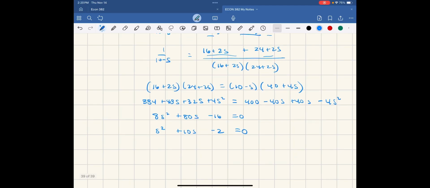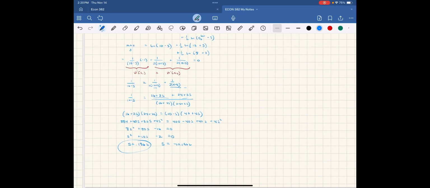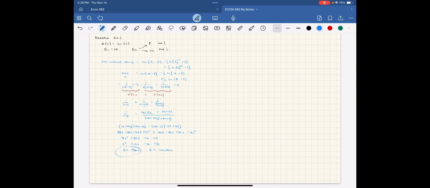Now we use the quadratic equation, which we all know, sung to the tune of Pop Goes the Weasel. Negative b plus or minus the square root of b squared minus 4ac, all over 2a. If that didn't catch it, that's great. You can use Excel here. You can use your calculator. You can use the quadratic equation. If we do this, we get S is equal to 0.1962 and S is equal to negative 10.1962. So therefore, this will be our optimal savings rate. So we'll save about 20% of our income in period 1 to be able to smooth out our consumption between period 1 and 2, so that we have maximized our expected lifetime utility.